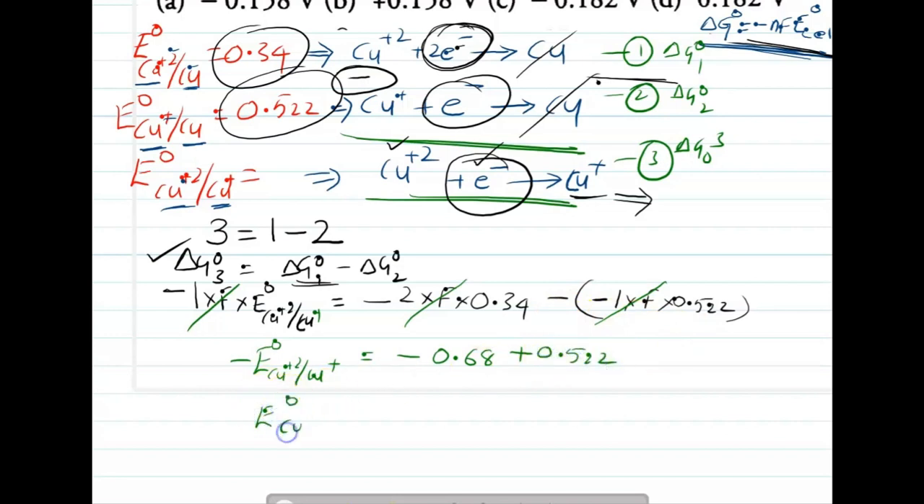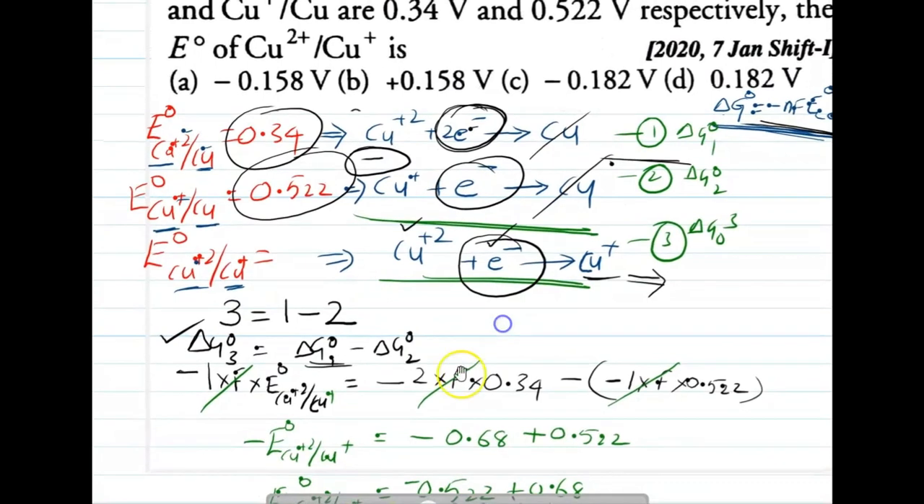So that is E naught of Cu plus 2 to Cu plus is equal to, if you send this minus to the other side, it will become 0.522 minus 0.522 plus 0.68. If you subtract this you will get plus 0.158. So this will be your answer. Let us check whether the option is given or not. Yes, so the answer is exactly correct. Your answer is B.